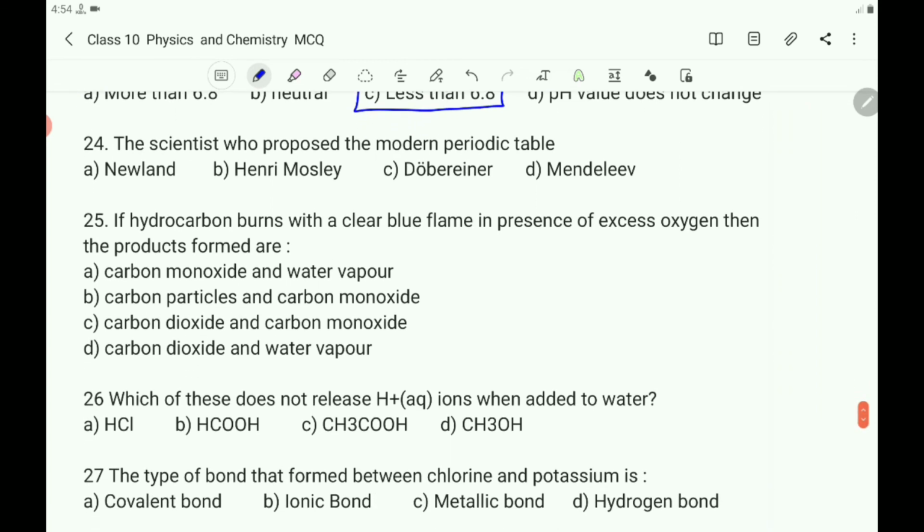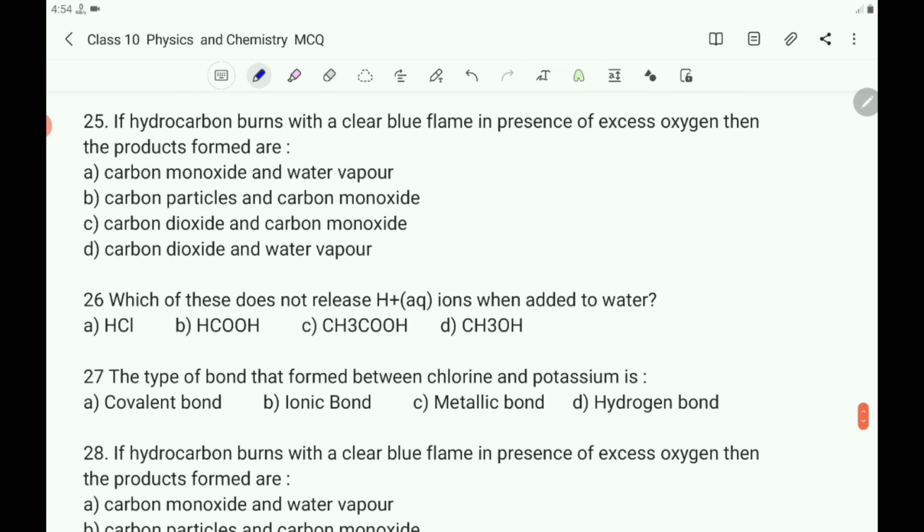Next you take the 24th question. The scientist who proposed the modern periodic table. Newlands is there, Henry Moseley is there, Dobereiner, Mendeleev. Here all these three gave their own laws: Newlands' law, Dobereiner's law, Mendeleev's law, and the modern periodic law was proposed by the scientist Henry Moseley.